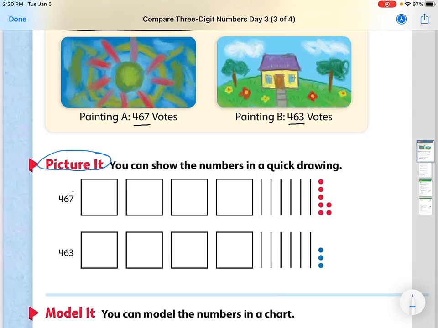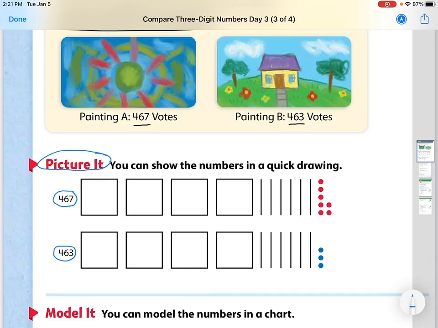So on this first one, they're showing you how you would draw a picture of 467. You would draw 4 hundreds, 6 of the tens, and 7 ones. And then for 463, you would also have 4 hundreds. You would also have 6 tens, but you would only have 3 ones. And then when you look at that and you see what's the same and what's different, you would know how to compare.